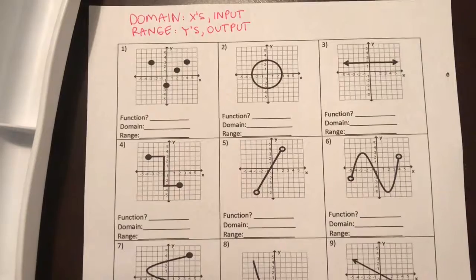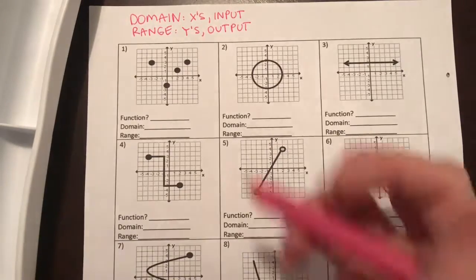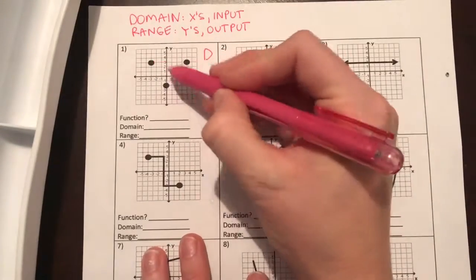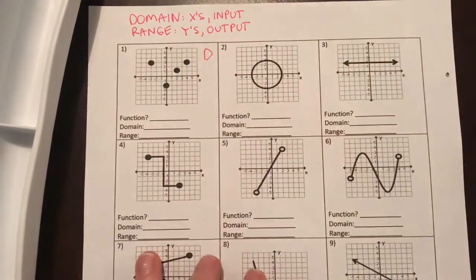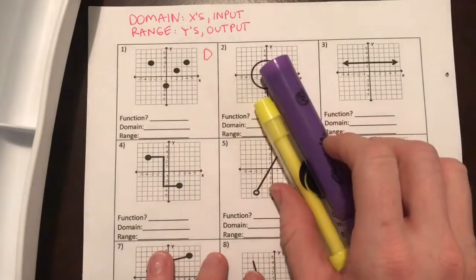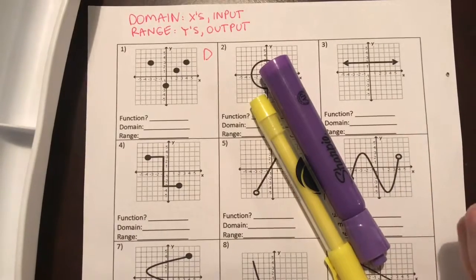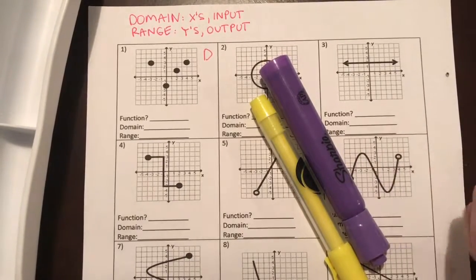So we have two different types of graphs that we are going to look at. We have discrete functions, and then we have continuous functions. Discrete functions are functions that are not connected. They are individual points. And if you look at number 1, that is a discrete function. And so if you notice, the individual points are not connected. And so you should have two different color highlighters. So I've got yellow and purple. And we are going to find the domain and range for discrete functions like number 1.